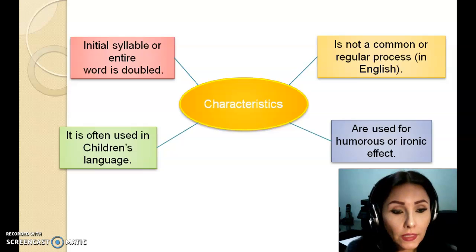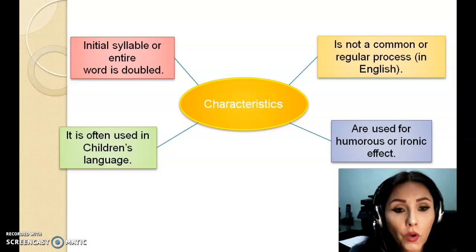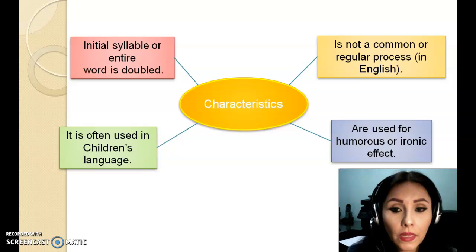About the characteristics, one of these is that the initial syllable or entire word is doubled, like in the word bye-bye or night-night. It's often used in children's language, so as you know, it's common to hear a baby saying words like gaga gaga, tata tata.